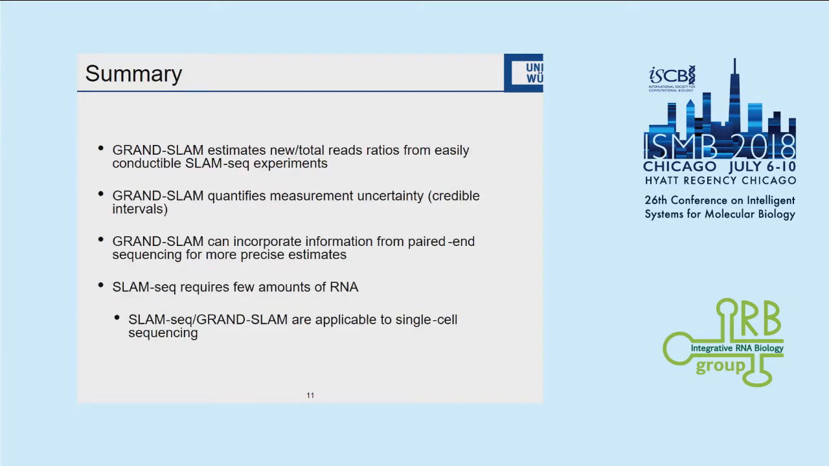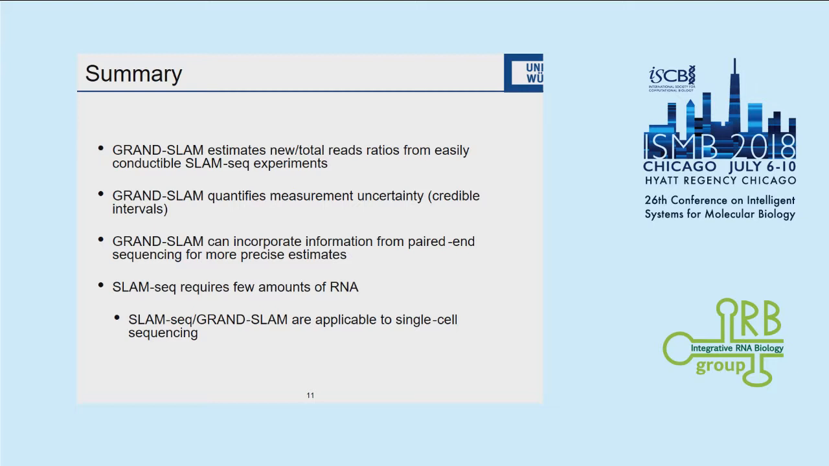So to sum this all up, with GRAND-SLAM, we are able to estimate new to total read ratios from these easily conducted SLAM-seq experiments. And we are able to quantify measurement uncertainty in the form of the credible intervals. With the latest update, GRAND-SLAM is also able to incorporate the information from paired-end sequencing to give you more precise estimates. And then we thought, okay, we have the SLAM-seq experiments, which don't need much RNA, and we have GRAND-SLAM, a tool to leverage a bit more information out of these experiments.